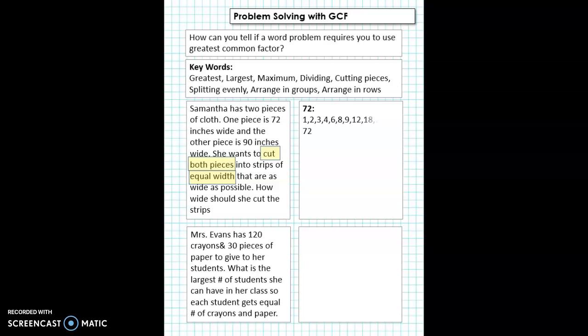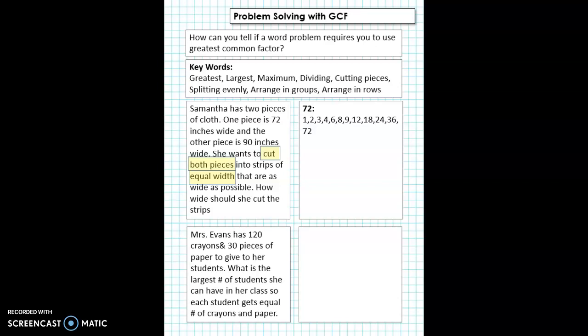First step is to list out the factors. For 72, that's 1, 2, 3, 4, 6, 8, 9, 12, 18, 24, 36, and 72. Remember, there are many ways to list factors. You can use the rainbow method, you can use a factoring method, you can use prime factorization, you can also use the division method. Any way that works for you is fine. Just make sure that you list all of the factors.